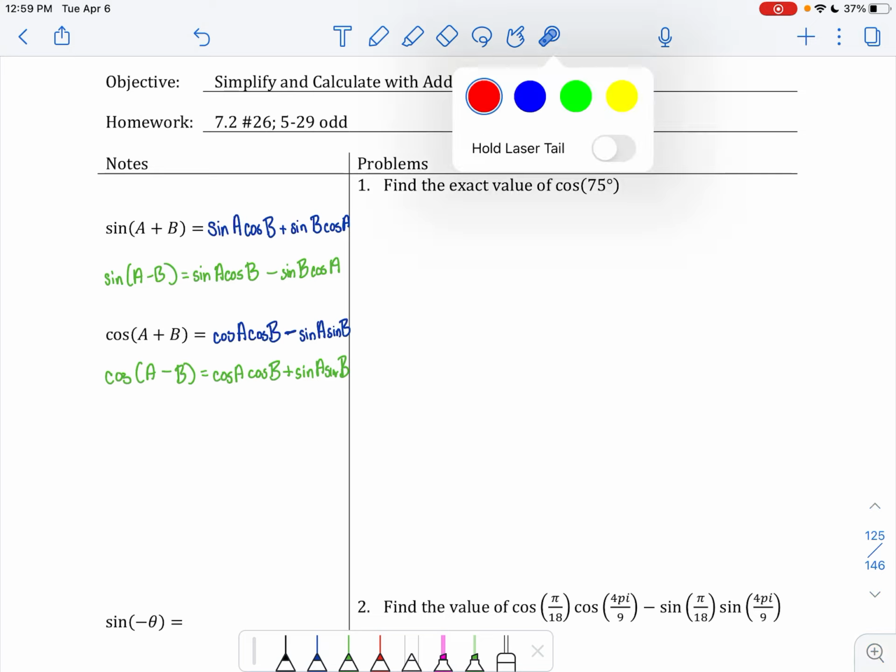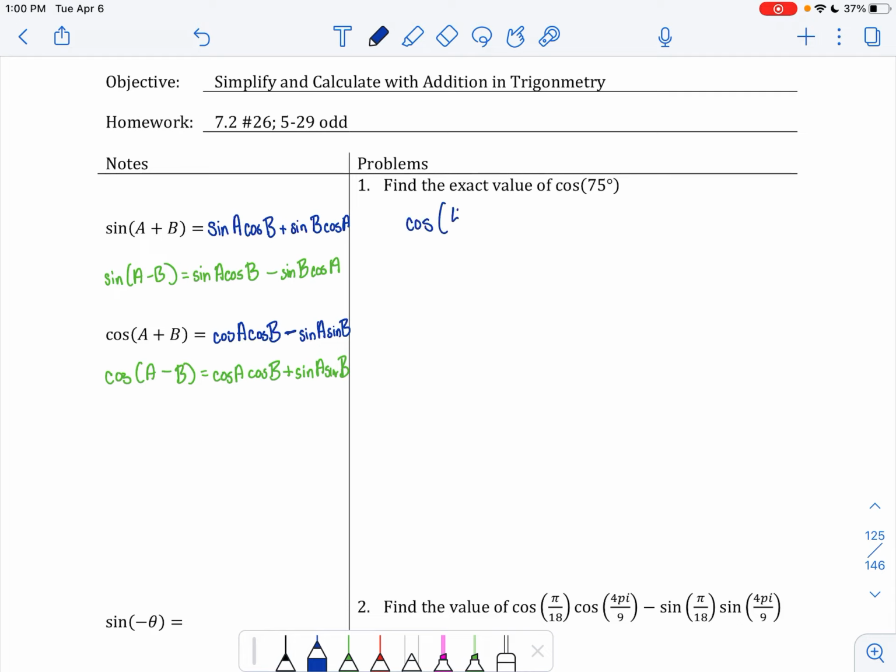Now, these are complicated formulas. How do you use them? Well, let's look at a couple of problems. Find the exact value of cosine of 75. Now, 75 isn't one of our special right triangle numbers. However, if you now know addition and subtraction, you can say cosine of 75 is the same as the cosine of 45 plus 30. Now, 45 and 30 are both special right triangles that we know.